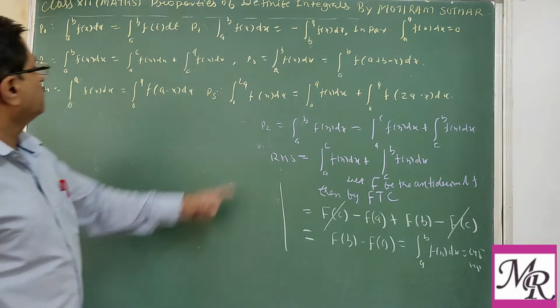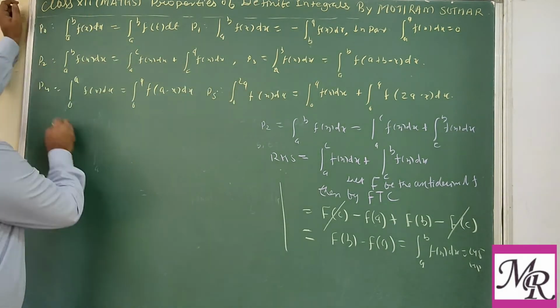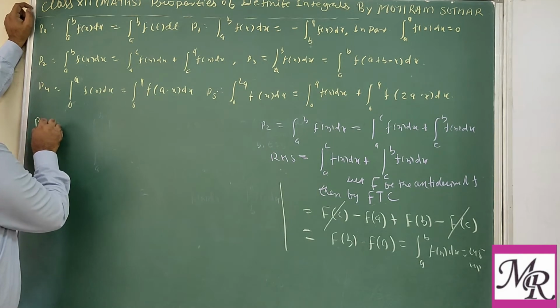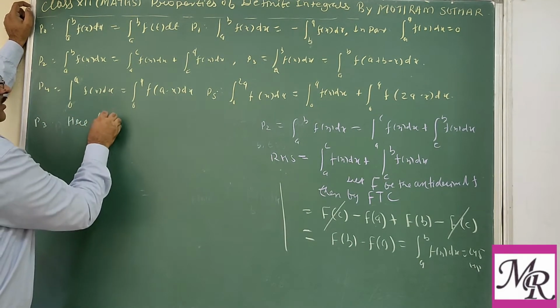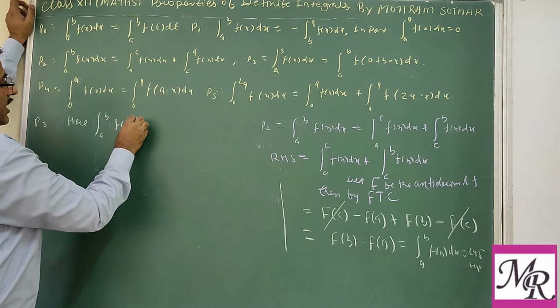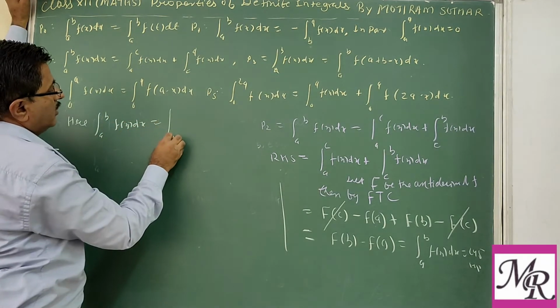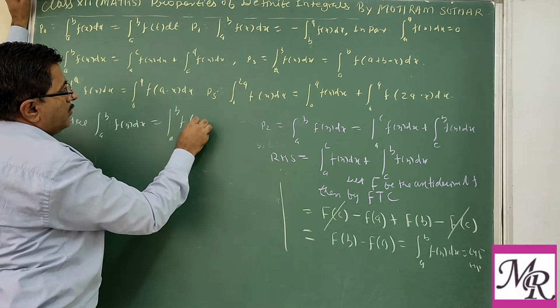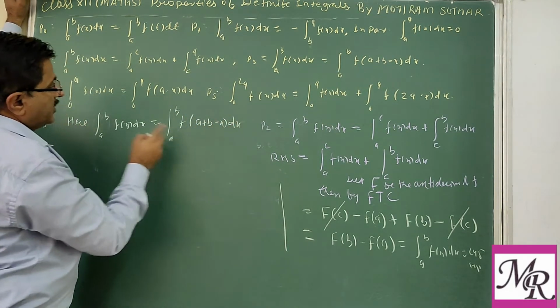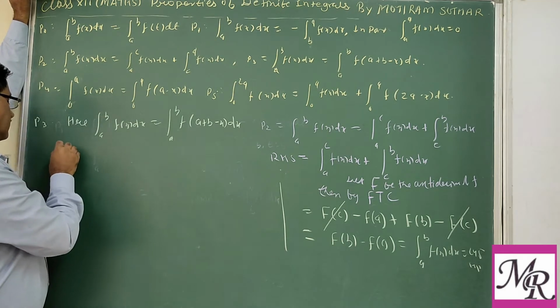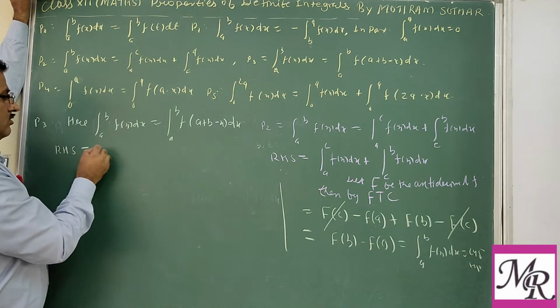So before that we have P3. This property we have to prove. So third, you take P3. Here we want to prove integral a to b f(x) dx is equal to integral a to b f(a + b - x) dx. So we take the right hand side and we prove it equal to the left hand side.